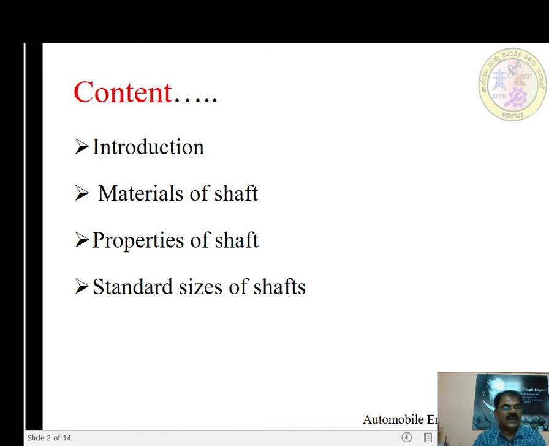So in the design of shafts, the contents are: number 1, introduction, materials of the shaft, properties of shaft, standard sizes of shaft.